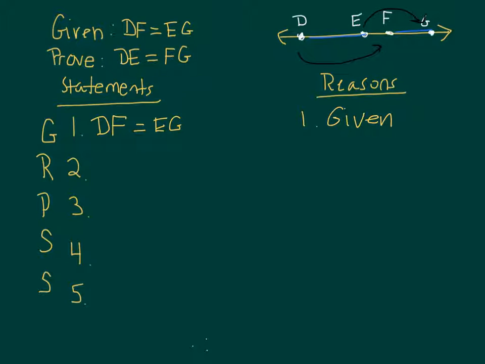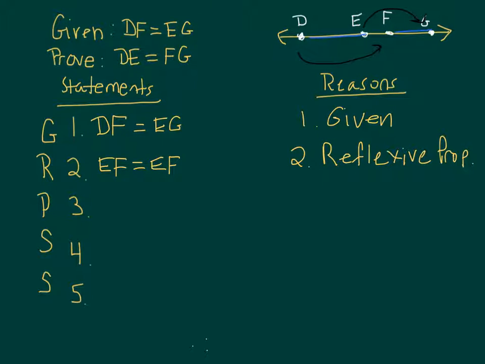Okay, let's move on. Now we need the reflexive, R for reflexive, and that's the piece that they share, the overlap. It's also the piece we will subtract later. We're going to write for reflexive, EF equals EF. In reflexive, you always have something equal to itself, not equal to something else. I'm going to abbreviate here.